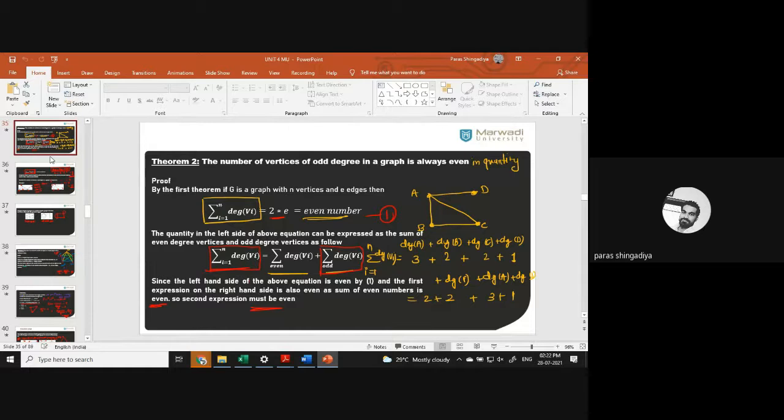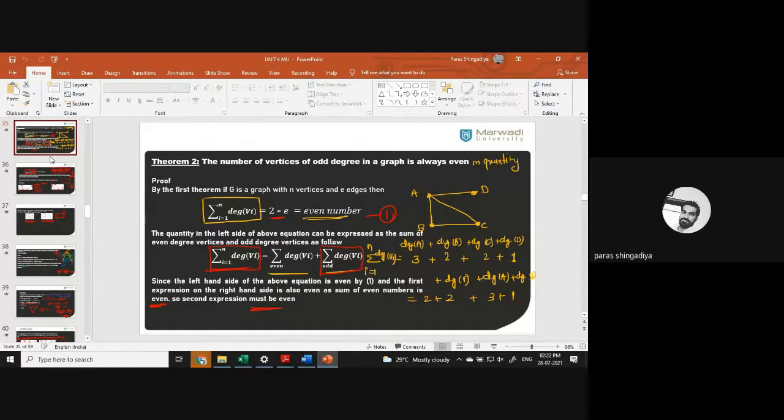Okay. So here we consider this sum equal to sigma of degree of vi, even. It means this sum includes such vertices whose degree is even. In this sum, such vertices are involved whose degree is even. It means the vertices B and C are involved in this sum.